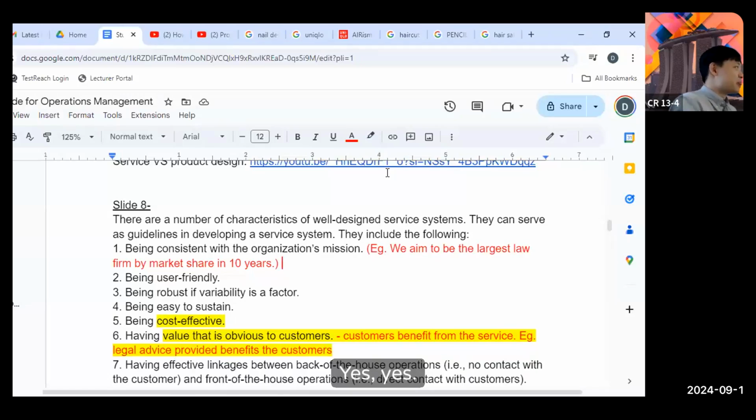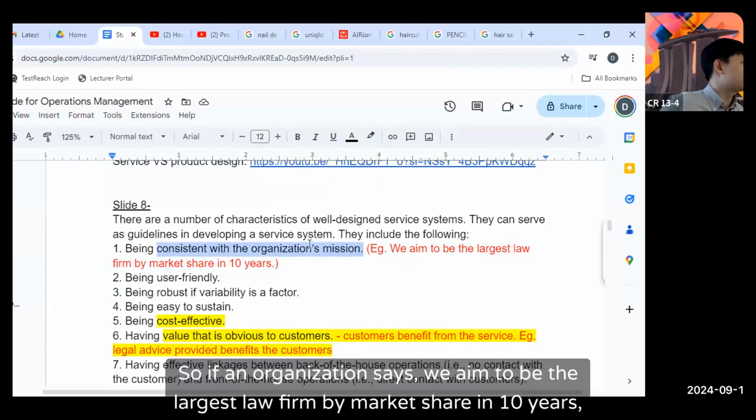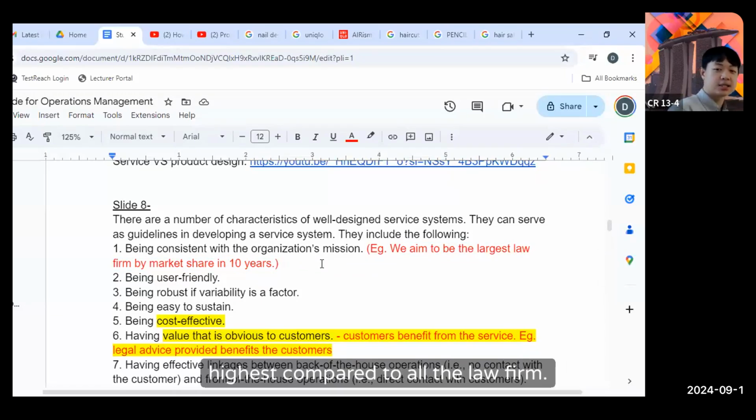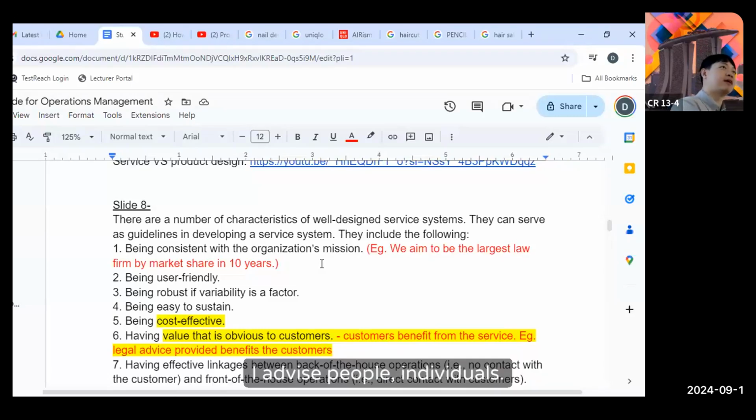One more time. Service systems should be consistent with the organization's mission and goals, right? So if the organization says we aim to be the largest law firm by market share in 10 years, that means, based on how much we earn in sales, the generated income, it should be the highest compared to all the law firms. Then to achieve that, of course, you are providing legal services to customers. I advise people, individuals, we advise the firms, we could advise the government even.